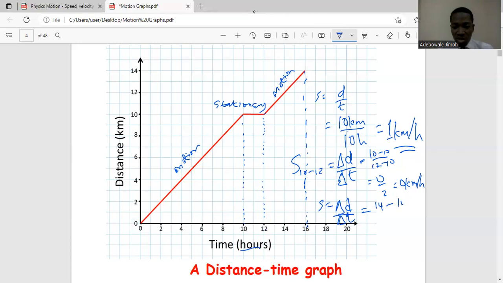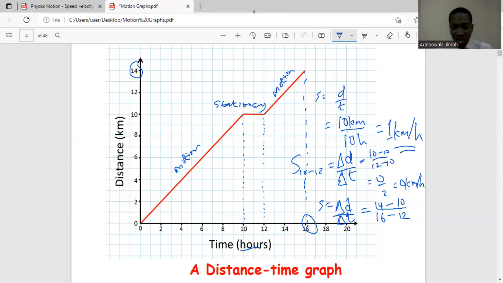14 minus 10 divided by, I said the time will be from 12 hours to 16 hours. So we use that 16 and 12 as our time. 16 minus 12. From this, you see that at 16 hours, we have covered the distance of what? 14 kilometers.